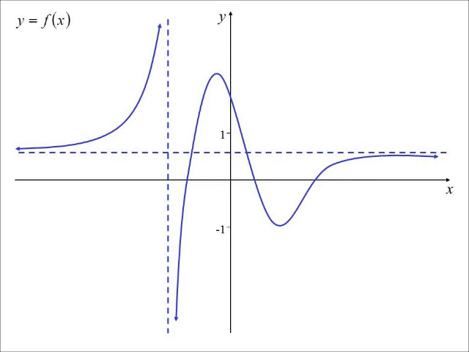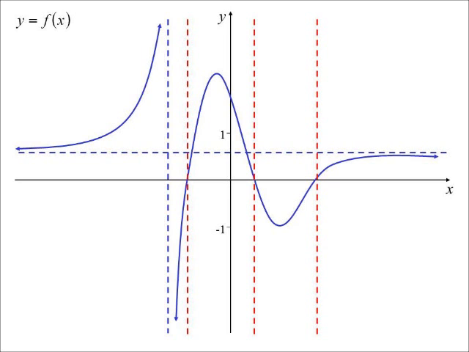Here's a random function. And I thought I'd pick a random function here, which has got pretty much everything I could think of. It's got a vertical asymptote, it's got turning points, it's got horizontal asymptotes. So let's see how we go. Each one of these x-intercepts will become vertical asymptotes. So right, we know we've got vertical asymptotes there.